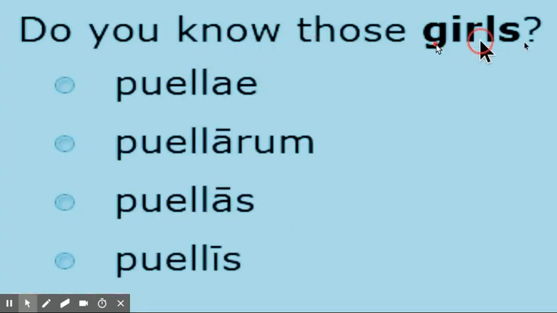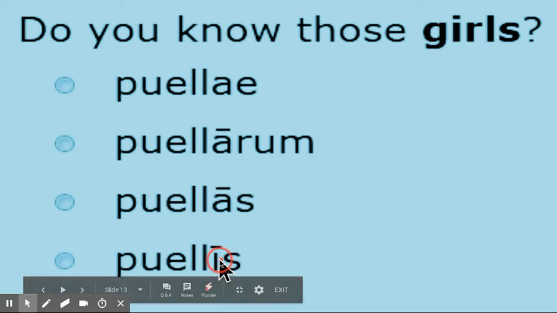Do you know those girls? Okay, let's look at English. Know is the verb. Who's doing the knowing? You. Who do they know? Girls. So, subject is you, verb is know. Girls would be an object phrase, would be accusative. It's not that. It's not that. It's not that. It's puellas.